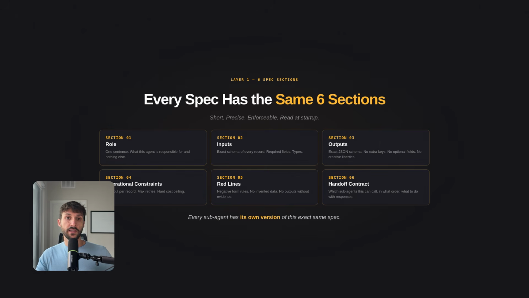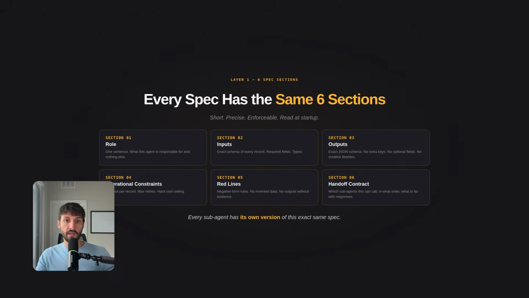Fifth, red lines, a list of things the agent must never do, written in negative form, no invented data, no output without evidence, no retries beyond the configured max. Sixth, the handoff contract, exactly which subagents this orchestrator can call, in what order, and what it does with their responses. Every subagent has its own version of the same 6-section spec. They are short, they are precise, they are enforceable. The agent reads them at startup and treats them as the contract for the entire run. When something goes wrong, I don't rewrite the prompt, I update the spec, and the agent's behavior changes deterministically.